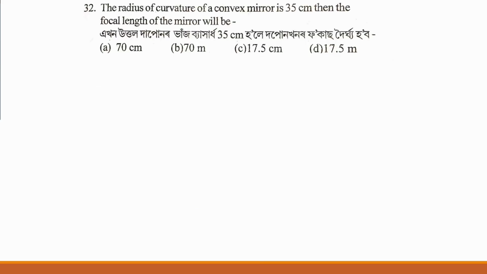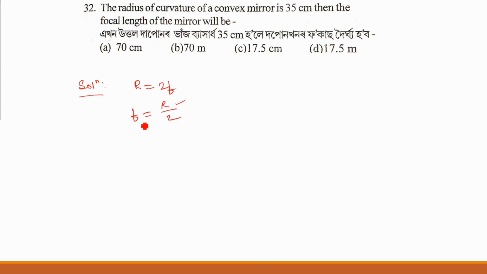Our next question is, the radius of curvature of a convex mirror is 35 centimeter. Then the focal length of the mirror will be. Dear students, this is a very direct question. As we know that R is equal to what? R is equal to twice F, and F is equal to R by 2. Here R is the radius of curvature and F is the focal length of the convex mirror.